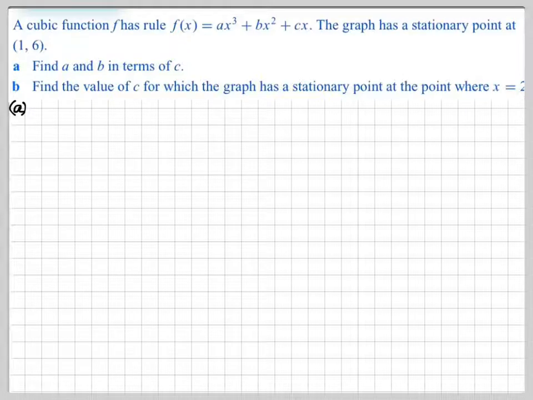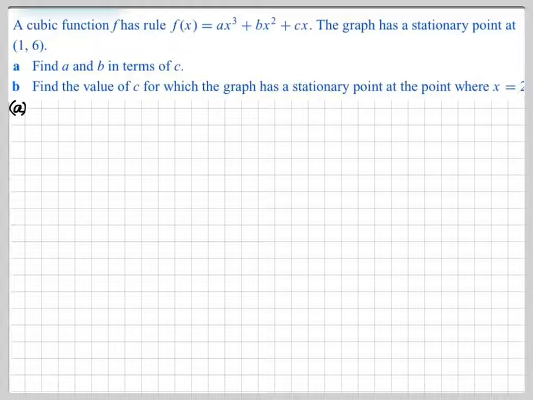We've got a cubic equation. This time there's no d term on the end, it's just ax cubed plus bx squared plus cx. We know that it has a stationary point at 1 and 6. Well, I can see two clues there, guys. I can see that it goes through 1 and 6, and it has a stationary point at 1 and 6. So I can see two equations popping out of that.